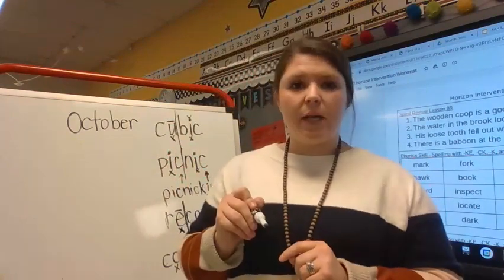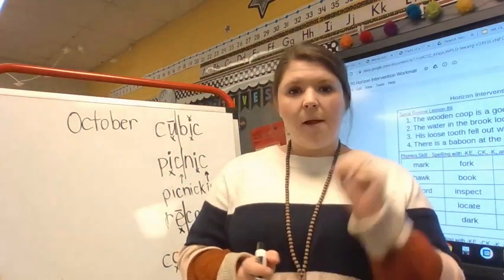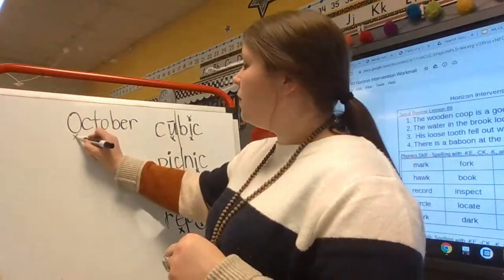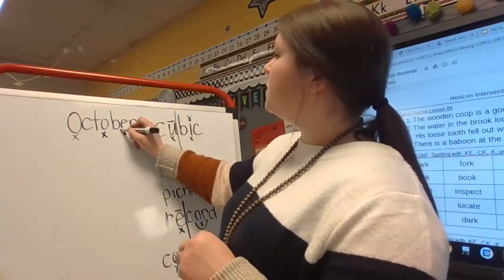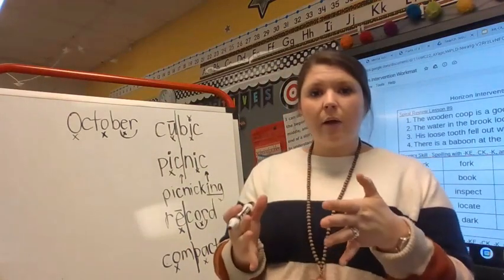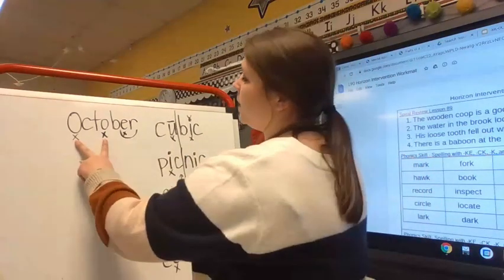What's the first thing that we need to do when we come to a new multisyllabic word? We need to look for vowels, blends, and digraphs. So we have vowel O that starts the word, vowel O in the middle, and then that bossy R vowel sound at the end. This word has 3 vowel sounds, so it's going to have 3 syllables. Let's focus on these two.